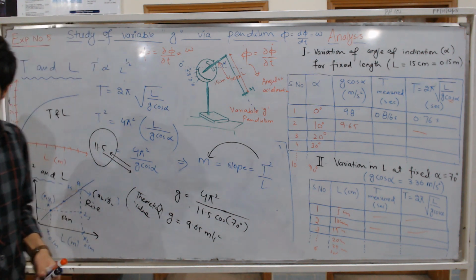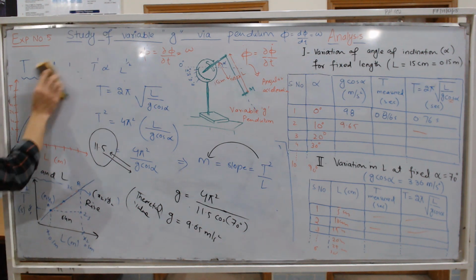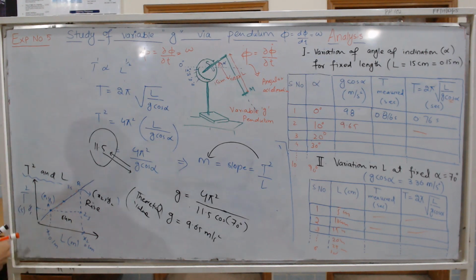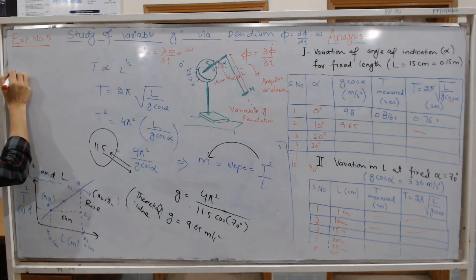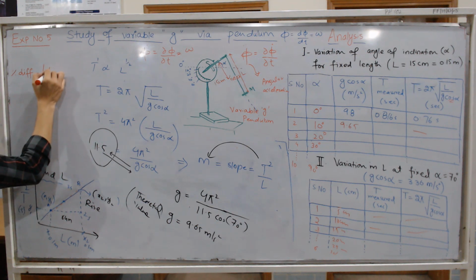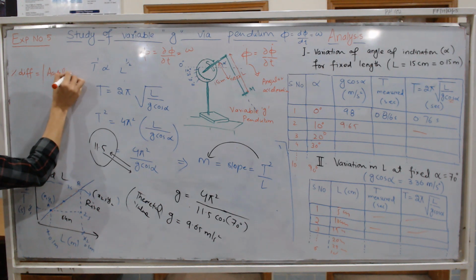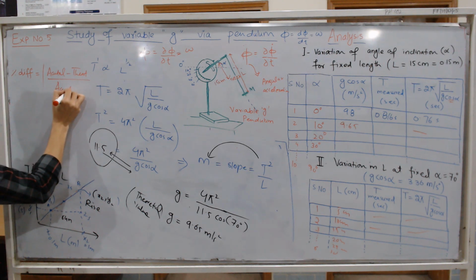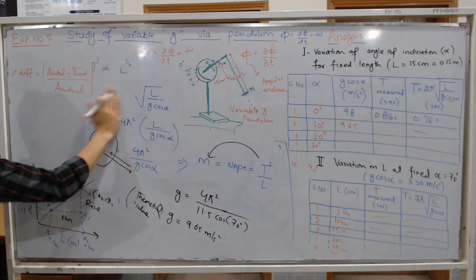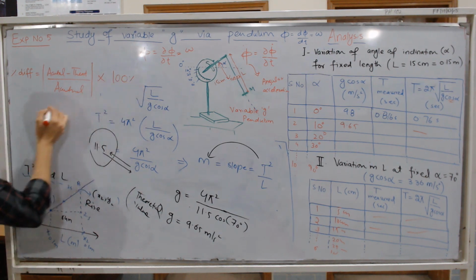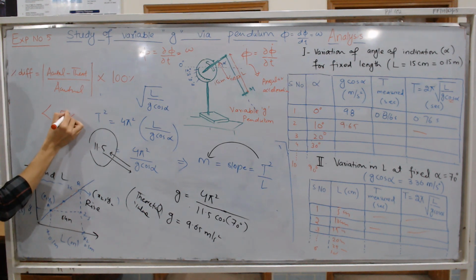Now at the end, we will find the percentage difference. For this case it should always be less than 5%, keep in mind. So the percentage difference, this is very important, is equal to the absolute of actual value minus theoretical value divided by actual value, multiplied by 100. And it should be less than 5% at least.